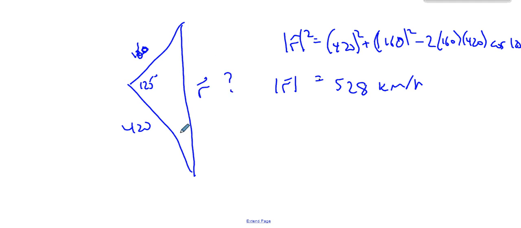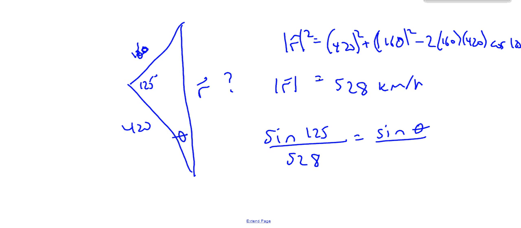Okay, so we need to find this angle. So let's start by doing that. We're going to use the sine law. So sine 125 over r is sine theta over 160. So calculating theta, sine 125 times 160 divided by 528. Inverse sine that bad boy, and I get that theta is 14 degrees.